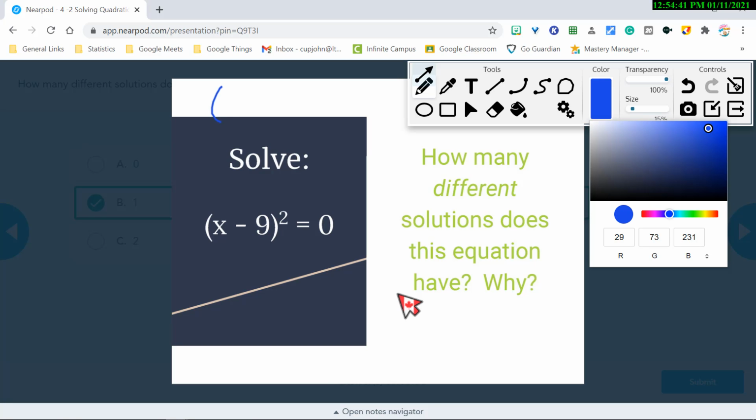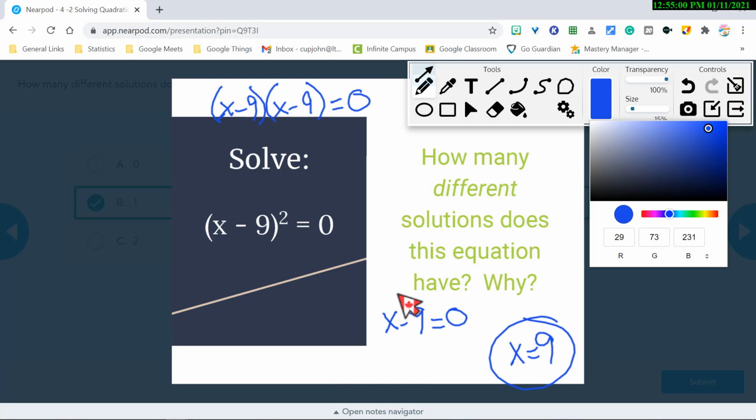So what it really is, x minus 9 times x minus 9 equals 0. So we set each factor equal to 0, but since it's the same thing, we don't have to do it twice. So x minus 9 equals 0, add 9 to both sides. So we have x equals 9 twice, but that's it, we only have the one answer. So there is one solution.